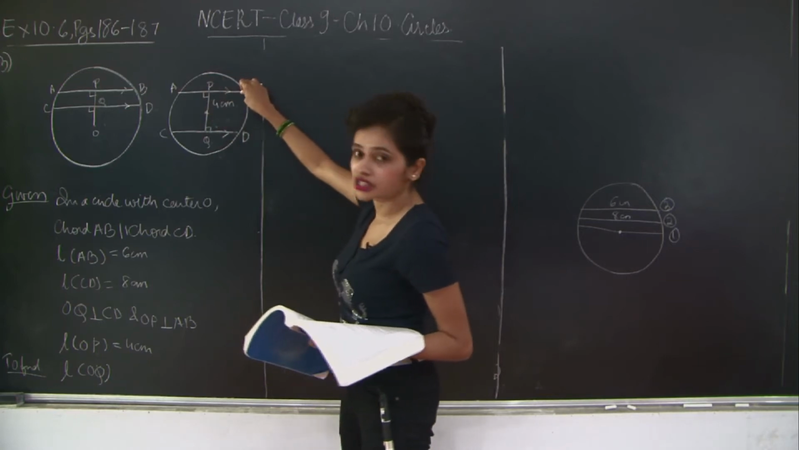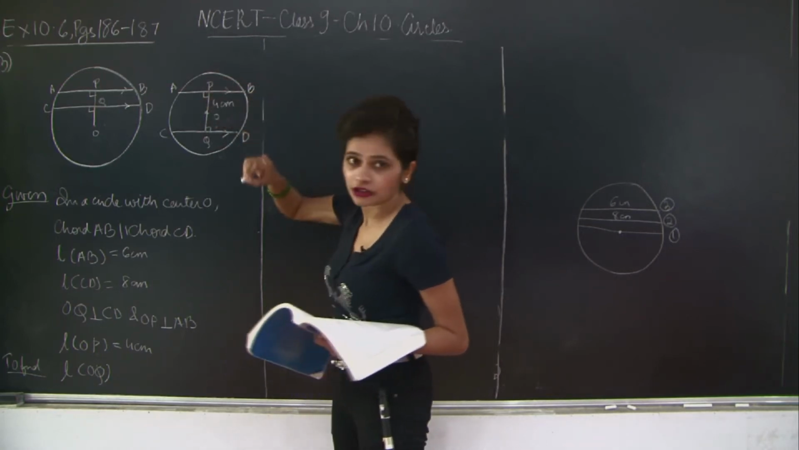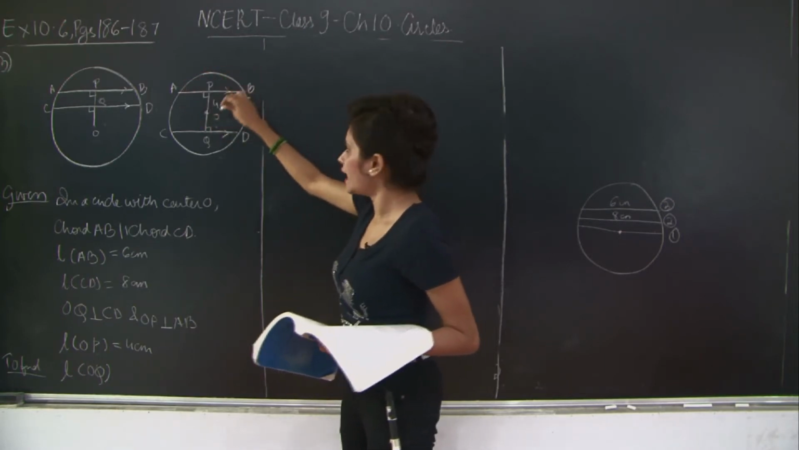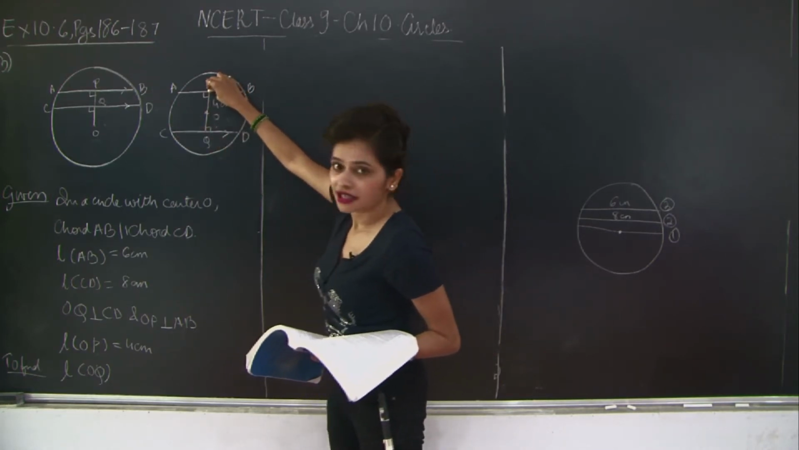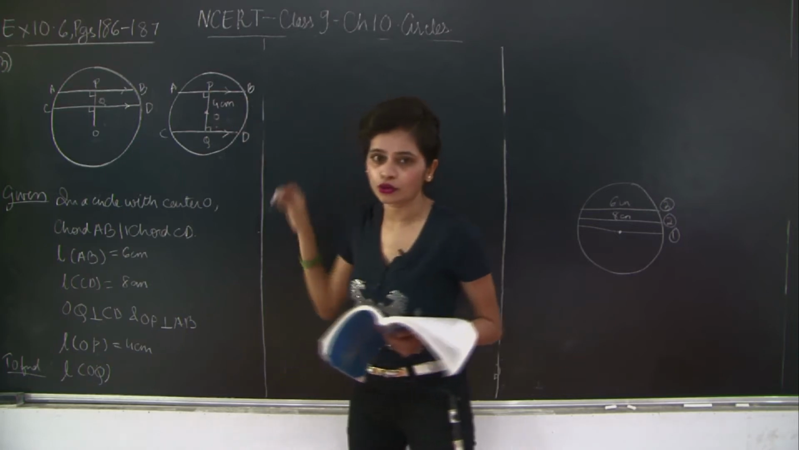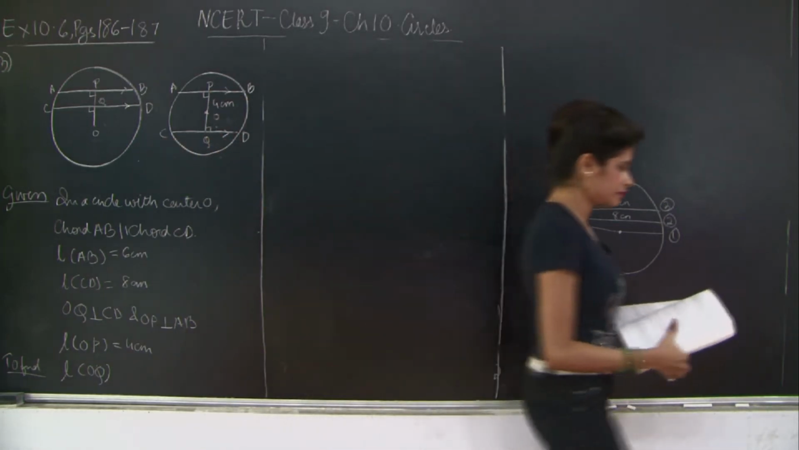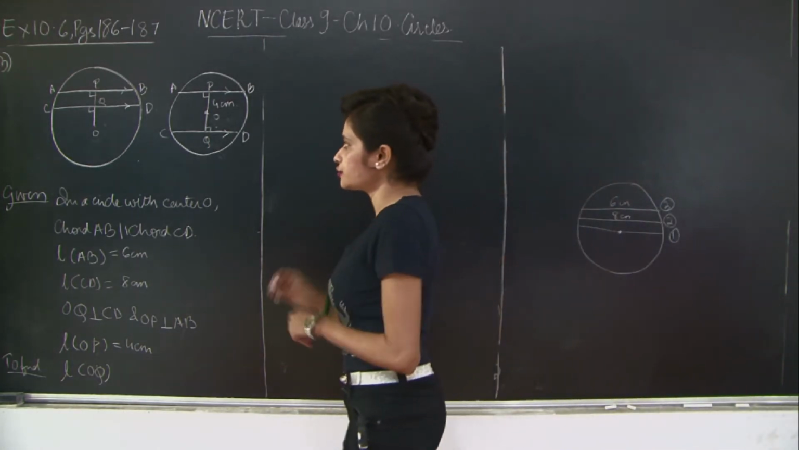You have AB, which is the smaller chord, OP is the perpendicular, so this is O here, the center. OP is the perpendicular from O to AB and OQ is the perpendicular from O to CD. Length OP is 4 centimeters, you need to find the length of OQ. So we will start with this and then we will take a look at this one. So how do you think we will find the solution to this?